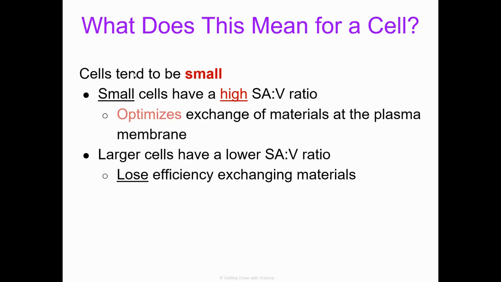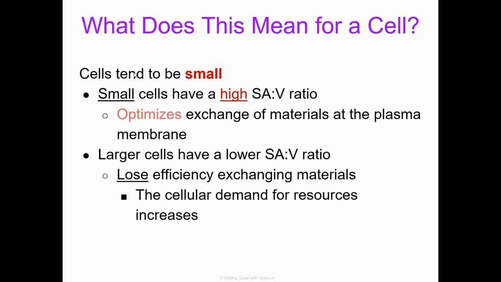What does this mean if they lose efficiency? Well, the cellular demand for resources increases, right? Because they're not able to efficiently transport material in and export material out. So their demand for resources is going to start to increase. And then also the rate of heat exchange is going to decrease in large cells. And so this is why cells tend to be small. All right, that's it for topic 3.